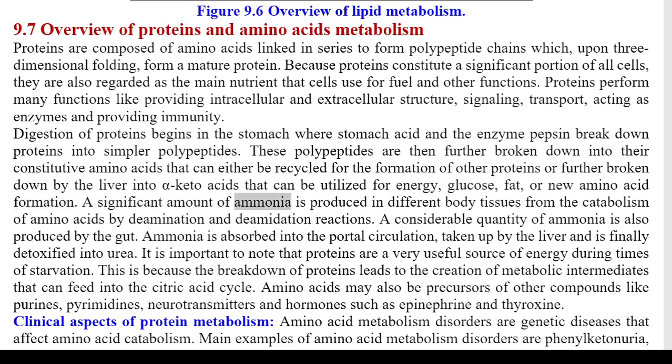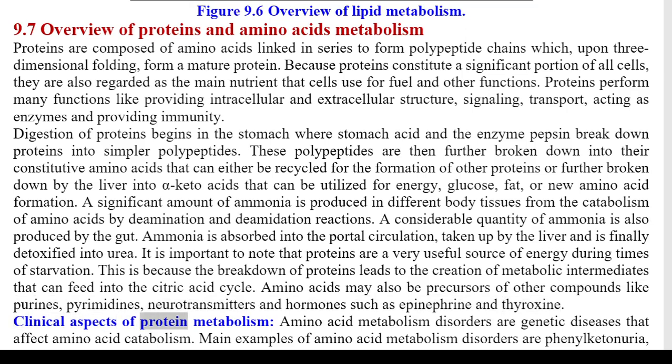A significant amount of ammonia is produced in different body tissues from the catabolism of amino acids by deamination and deamidation reactions. A considerable quantity of ammonia is also produced by the gut. Ammonia is absorbed into the portal circulation, taken up by the liver and is finally detoxified into urea. It is important to note that proteins are a very useful source of energy during times of starvation. This is because the breakdown of proteins leads to the creation of metabolic intermediates that can feed into the citric acid cycle. Amino acids may also be precursors of other compounds like purines, pyrimidines, neurotransmitters, and hormones such as epinephrine and thyroxine.